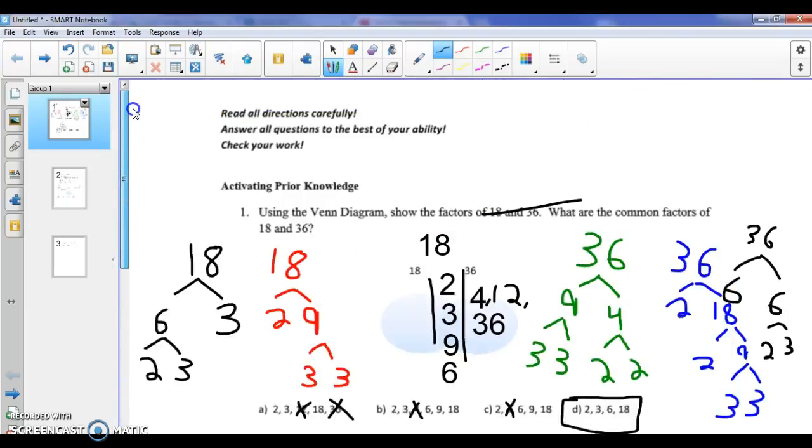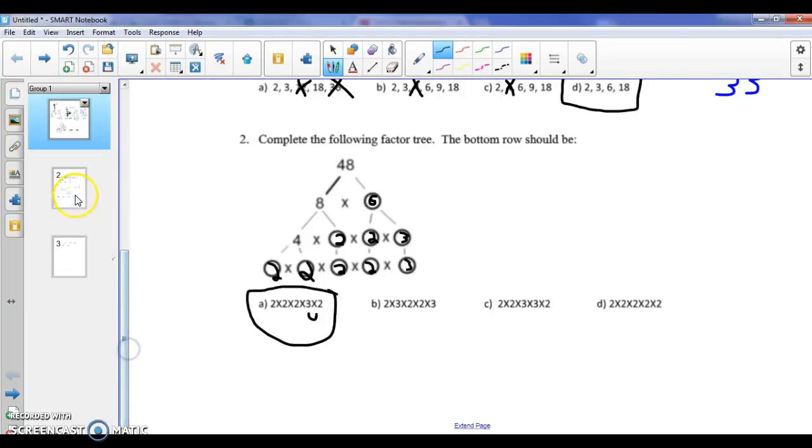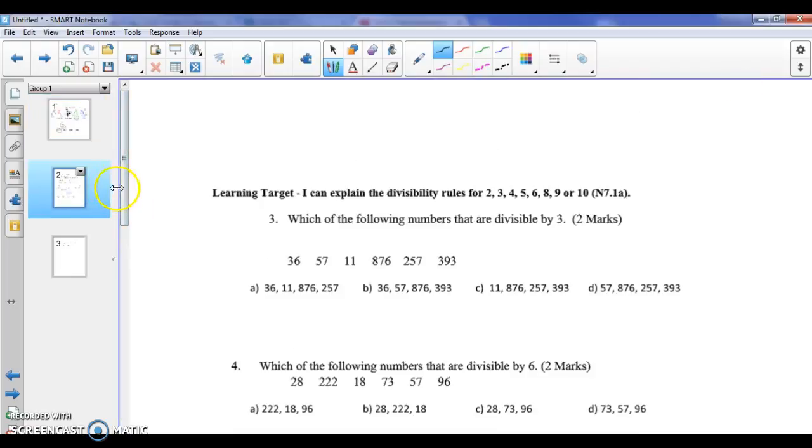Okay, so if you got both of those, give yourself 1 mark for each. Moving on to question 3.